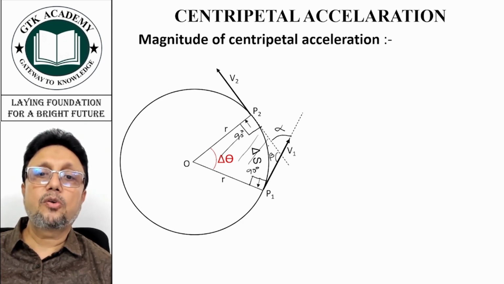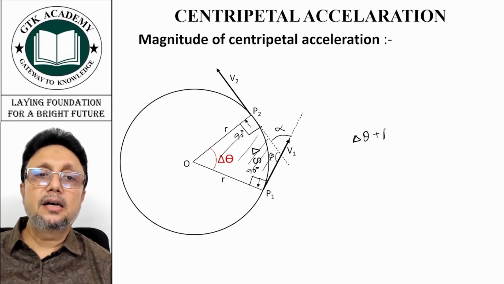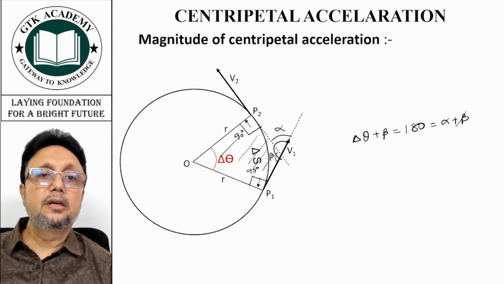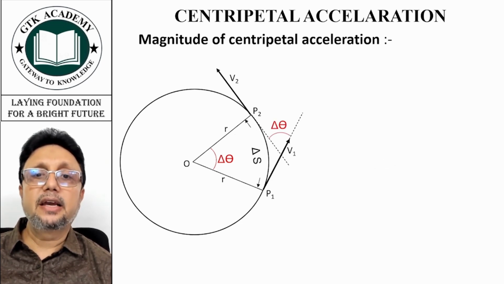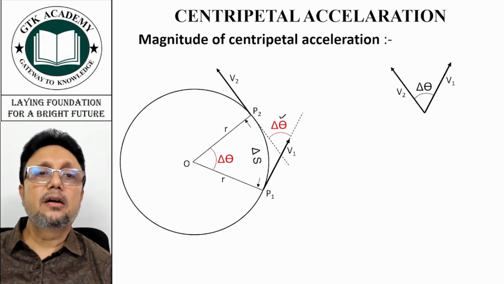Now this is a quadrilateral and sum of all angles of quadrilateral is 360. Two are already 90 and 90, which add up to 180. That means delta theta plus beta is equal to 180. And now alpha plus beta also is 180. So delta theta is equal to alpha. That means this angle is delta theta. Now let us draw vectors v1 and v2 separately. v1 and v2, and the angle between them is delta theta.